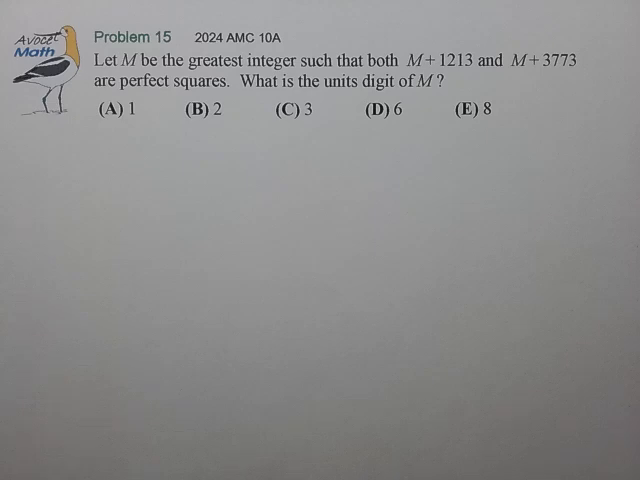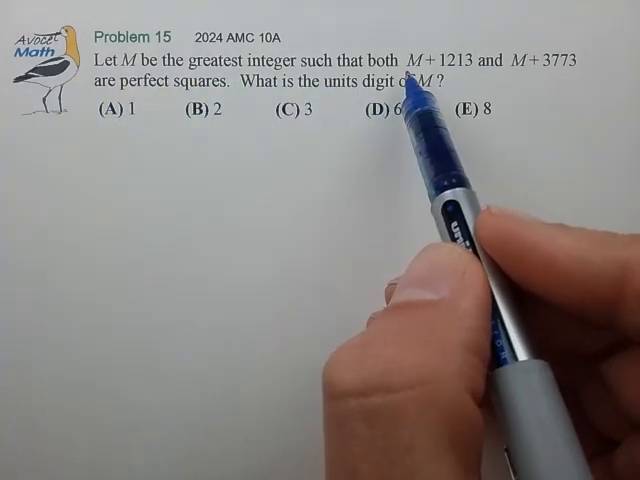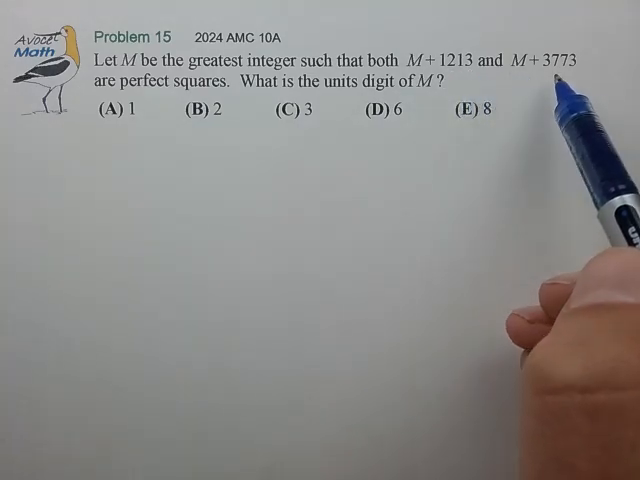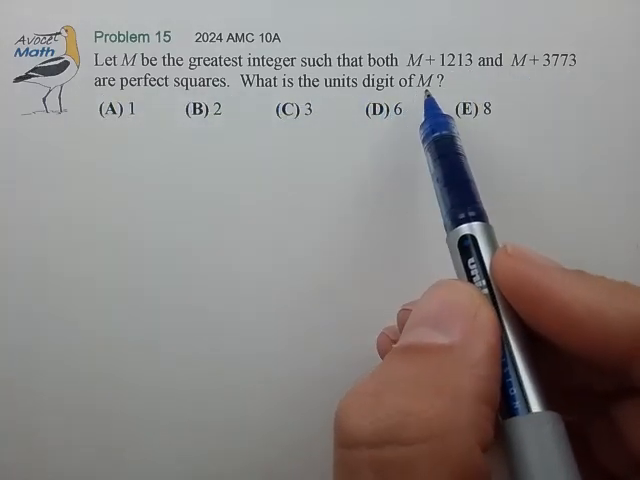Hi, this is problem 15 from the 2024 AMC 10A. Let m be the greatest integer such that both m plus 1213 and m plus 3773 are perfect squares. What is the units digit of m?